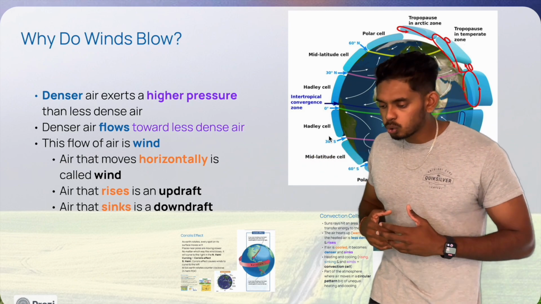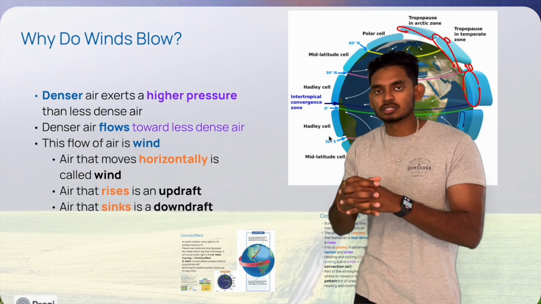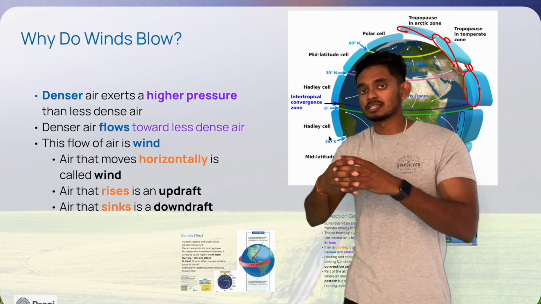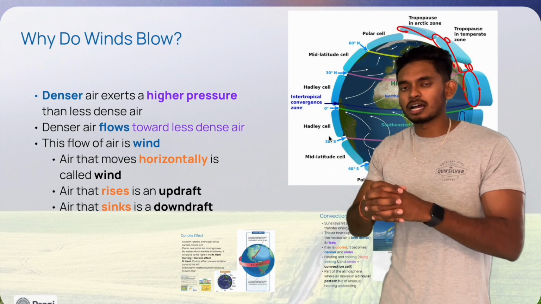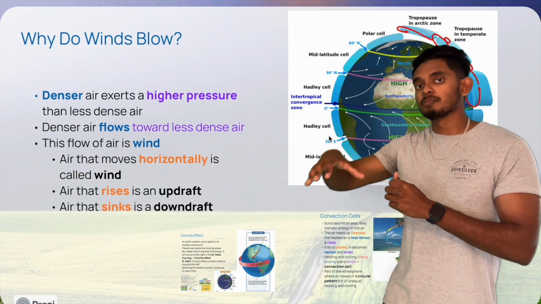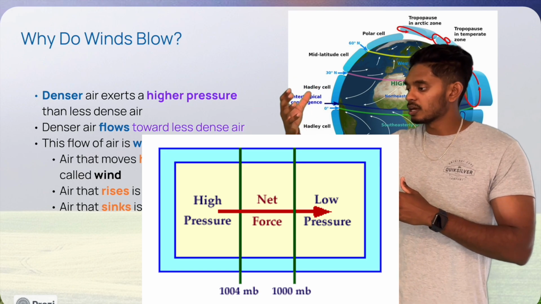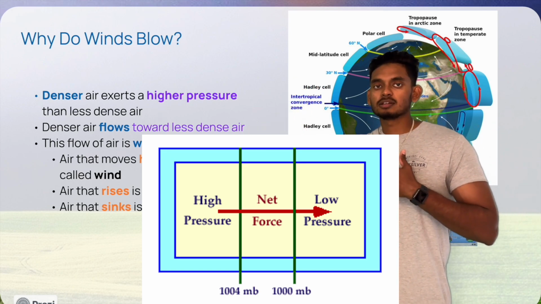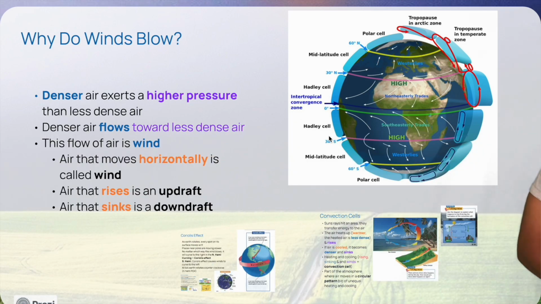And when you breathe out, you're creating high pressure inside. You're crushing your chest, your thoracic cavity, closing that up, creating high pressure. And now outside, comparatively, is low pressure. So high to low pressure, it wants to run outside, then it evens out. Same thing with wind. So the flow of air is wind. Air that moves horizontally is called wind. Air that rises is called an updraft, and sinking is called a downdraft.